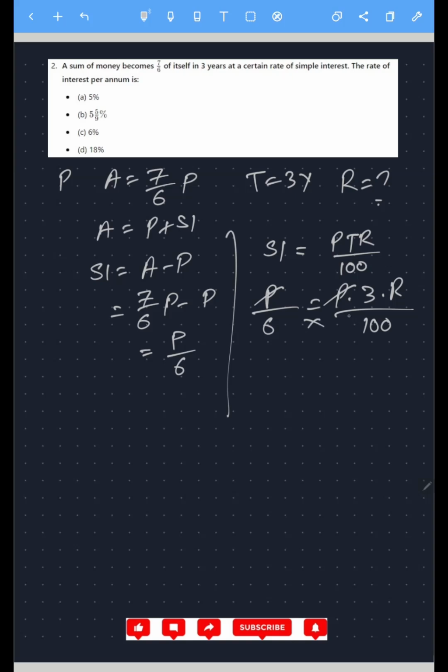PTR upon 100, that is P by 6 equals P times 3 times rate divided by 100. P cancelled and cross multiplication, we get R is equal to 100 upon 18. 18 ones are 18, 18 fives are 90, you have 10 remainder, so that means it is 5 point something, so the answer is B.